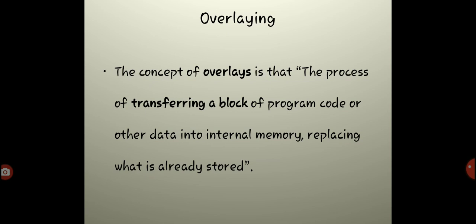First thing is overlaying. What is overlaying? Overlaying is a process of transferring a block of a program code or data into the internal memory, replacing what is already stored. Okay, so let me explain this. When we need memory, for example 50 KB, we don't need the entire 50 KB all at once. For example, in our program there will be two processes. For instance, the first process needs only 30 KB and the next process needs only 20 KB. Okay, so both the processes will not go hand in hand.